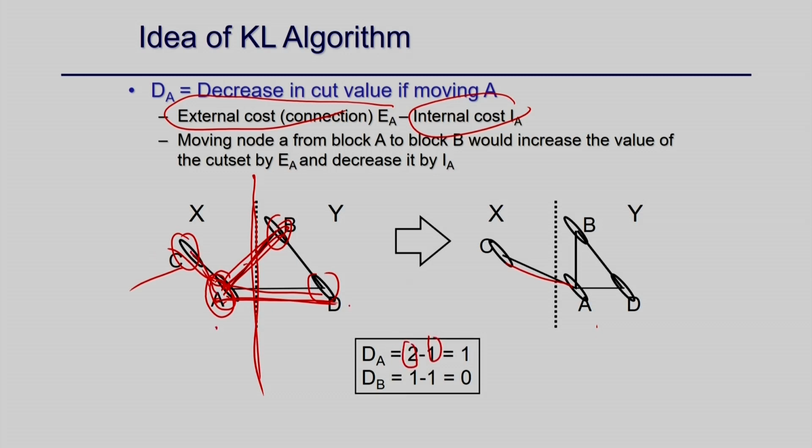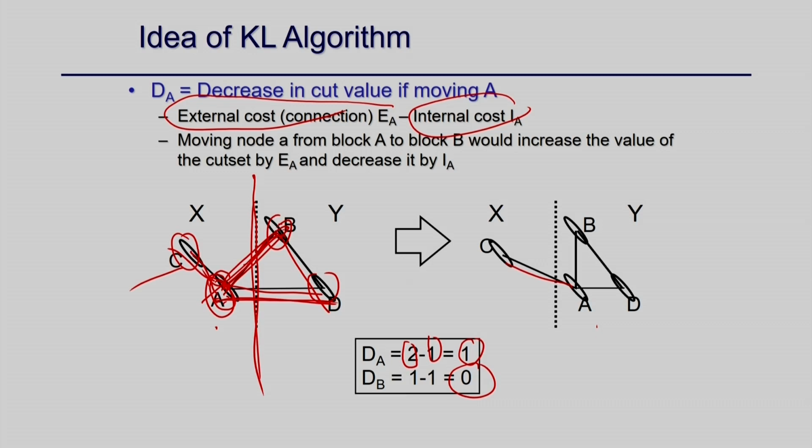So, if you just move A to this side, the cut size will be reduced by 1, so your gain is positive, right. Similarly, if you move this B from this side to this side, you can see that for B there is a connection here and a connection here. So it does not have any gain. If you move B from this side to this side, effectively there is no reduction in the cut size.